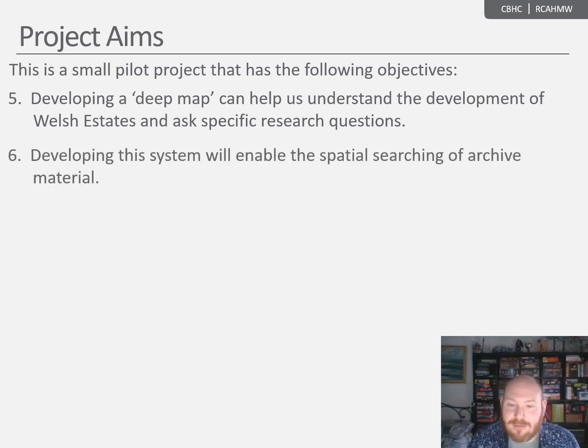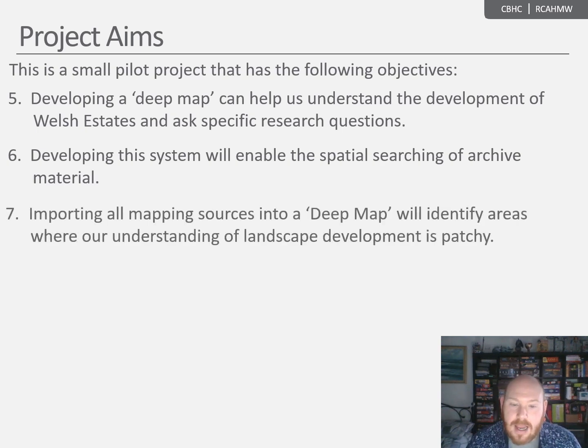Develop a system that will enable the spatial search of archived material. All of these maps are held in different locations by different bodies. So by bringing them together in one place but referring back to the original source, we can almost use this as an archive catalogue, so these sources are not only accessible by the public, but they can use that to link back to the original source of the information. Importing all the mapping sources into a deep map will identify areas where our idea of landscape development is patchy.